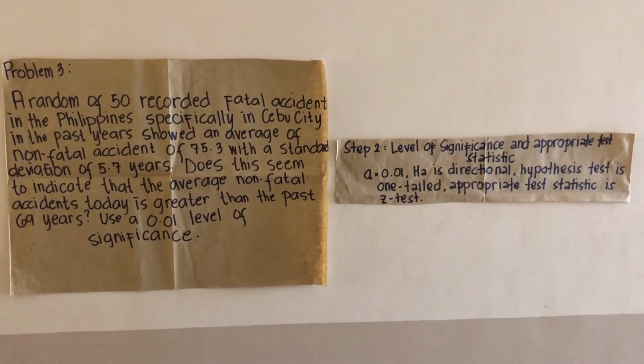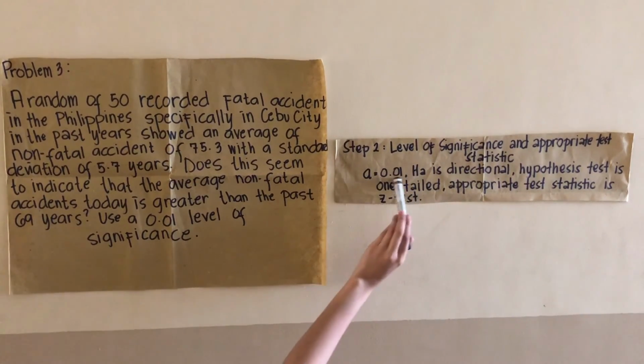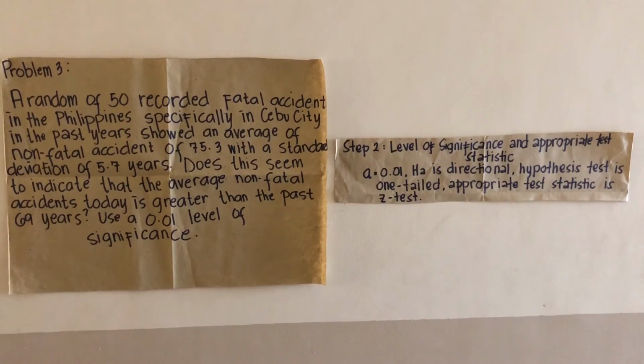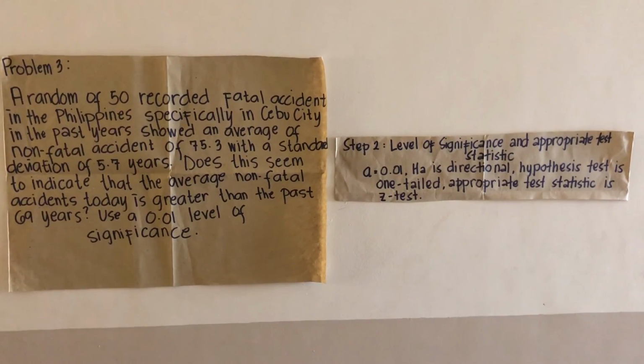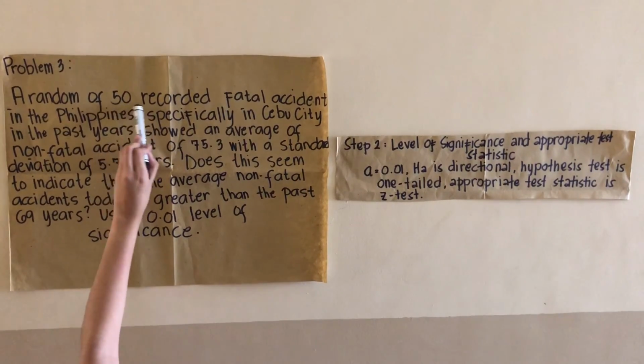Identify the level of significance alpha and the appropriate test statistic. The level of significance is 0.01. HA is directional because it is a one-tailed test. The appropriate test statistic is z-test because the random sample, 50, is greater than 30.